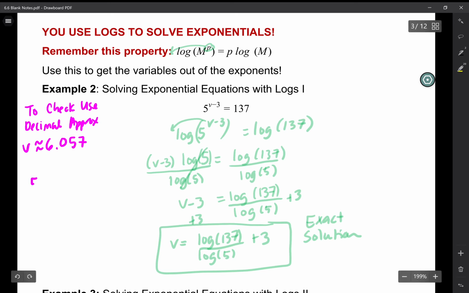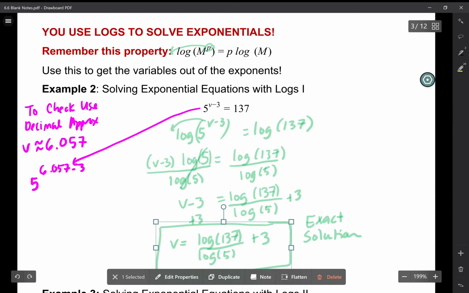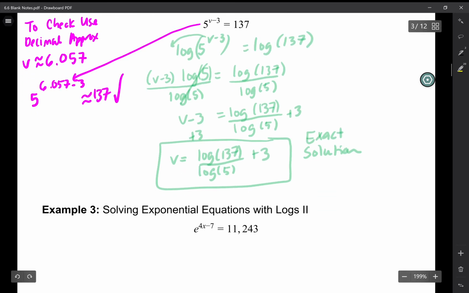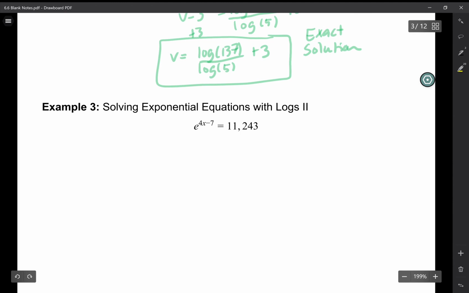I'm going to use that to check my answer. I'm going to take 5 to the power in the original equation, right? 5 to the 6.057 minus 3, and I hope I get something close to 137. Sure enough, I got 137 when I used a lot of decimals for my v-value. That equals 137, and we got the correct answer. All right, let's try another example.